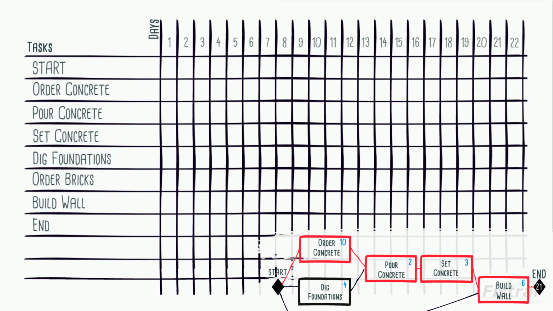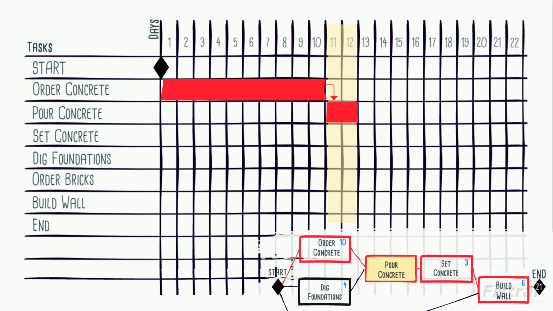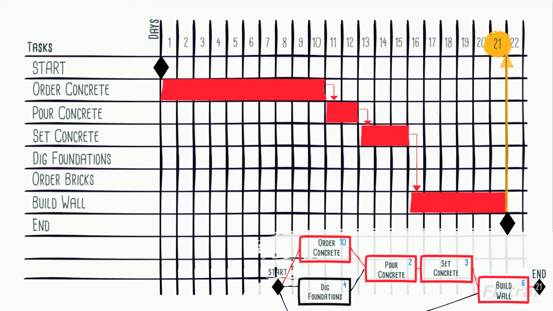First, we enter our start milestone, and then we go along the critical path. After the start, we can order concrete, which takes 10 days. Now we can pour concrete for 2 days. I can now start to see when I'm doing things, the days of the week, not just the order. Next, we have set concrete for 3 days, and then build the wall, which takes 6 days. I add the ending milestone at the end of my critical path. On the Gantt, this adds up to 21 days in total. So I know this is telling me the truth.